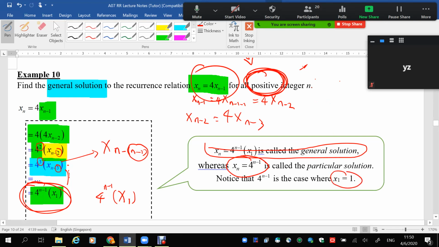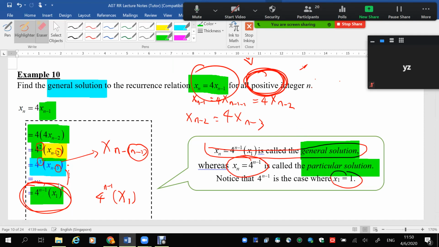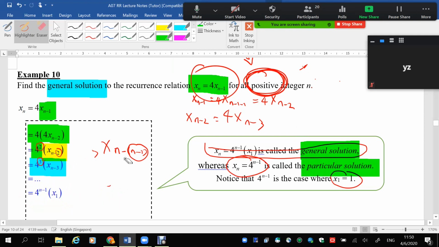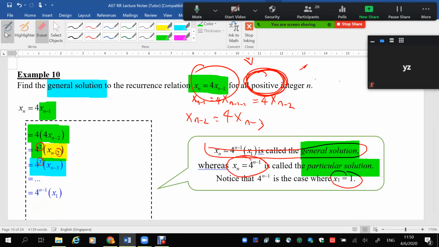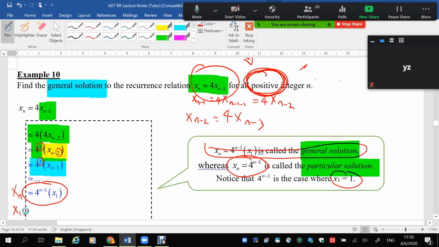So the whole idea here is I'm introducing to you two important terminologies or definitions. One, general solution. The other one, particular solution. Let me reiterate one more time. What do I mean by general solution is, this is general in the sense that as n changes, I can get various values. So let's say I want to find the 10th iteration. What's x10? x10 will be 4 to the power 9 multiplied by the first term.